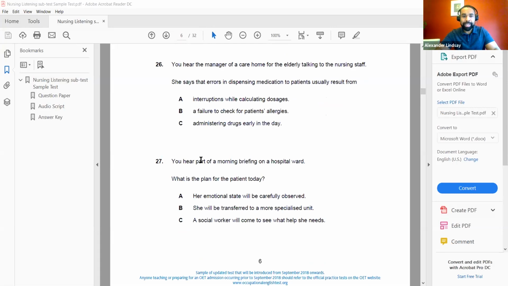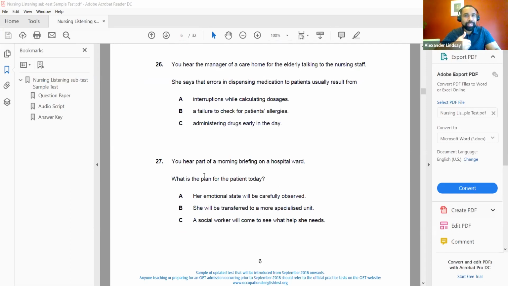And here it says, you hear part of a morning briefing on a hospital ward. What is the plan for the patient today? So again, if we're thinking about the function, okay, what is happening in this interaction? Why is this interaction happening? Again, you've got someone providing information, haven't you? It's a plan for today. So it's going to be very specifically focused. There's going to be a certain amount of urgency you would expect, because everyone needs to know what they're going to be doing and how they're going to be operating.